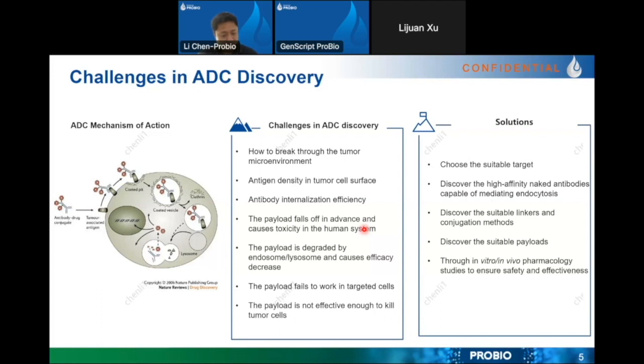As a result, a panel of factors needs to be considered during the discovery stage, such as choosing a suitable target with differentiated expression level on the cancer cell versus normal tissue, high affinity antibodies with desirable internalization capability, suitable linker and payload combinations, and also early stage pharmacology assessments for efficacy and safety in cells and in animal models.